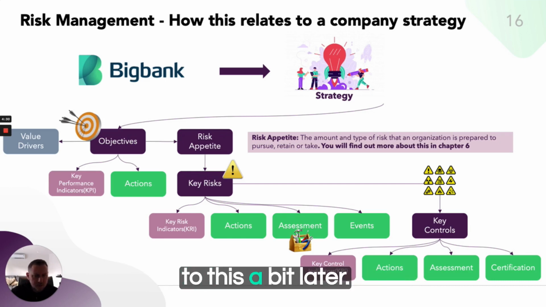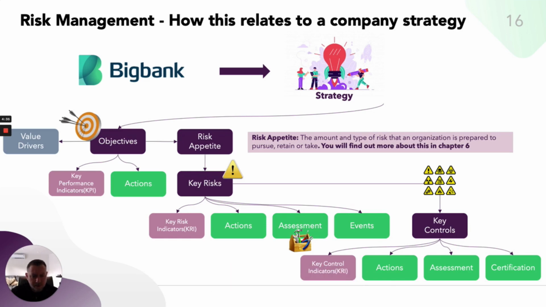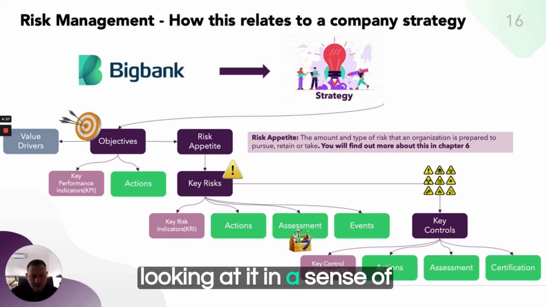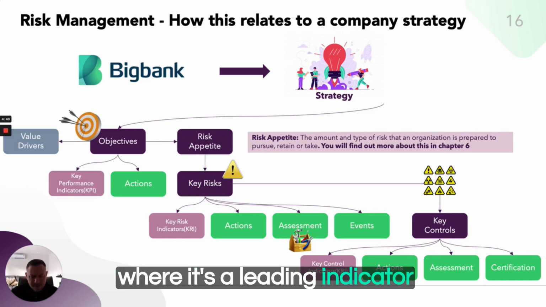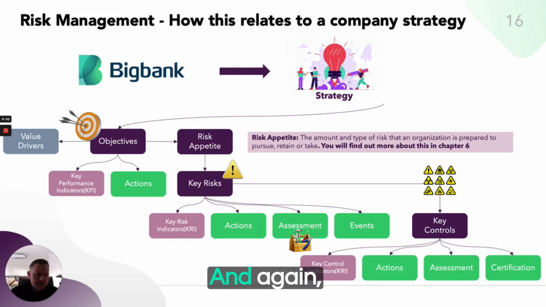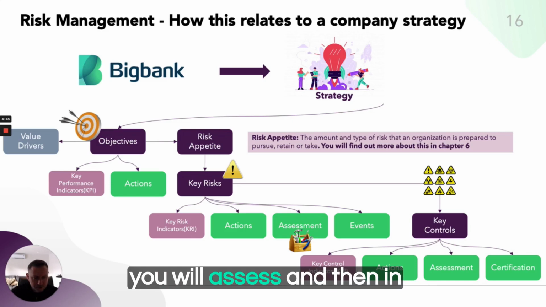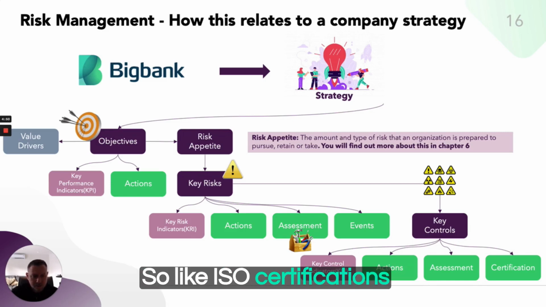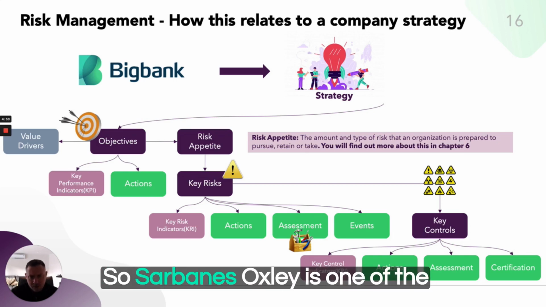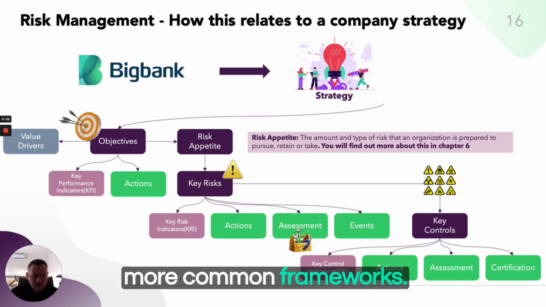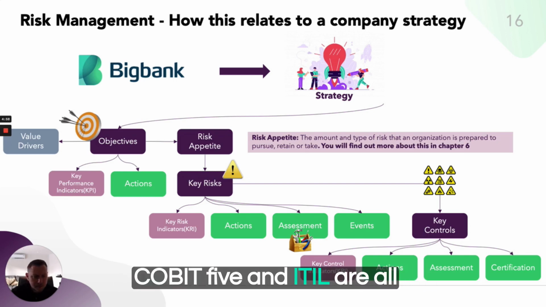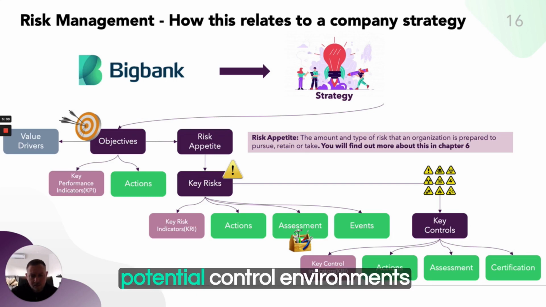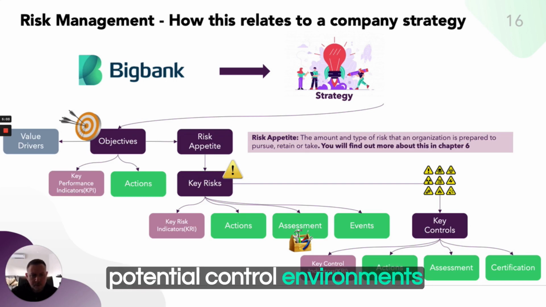Key controls, we'll come to this a bit later, can be leading or lagging, so you can be looking at it in a sense of where it's a leading indicator or a lagging indicator, and again from those you will take actions, you will assess, and then in places potential certification comes into this, like ISO certifications and SOX, so Sarbanes-Oxley is one of the more common frameworks, COBIT 5 and ITIL are all potential control environments that you can use to measure.